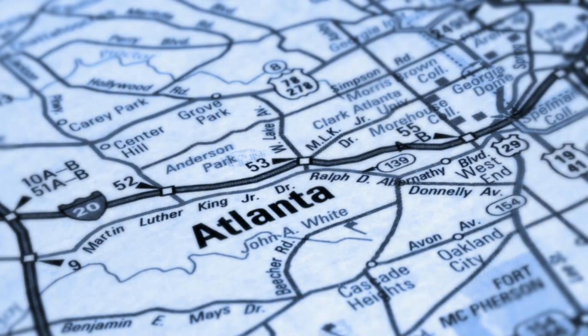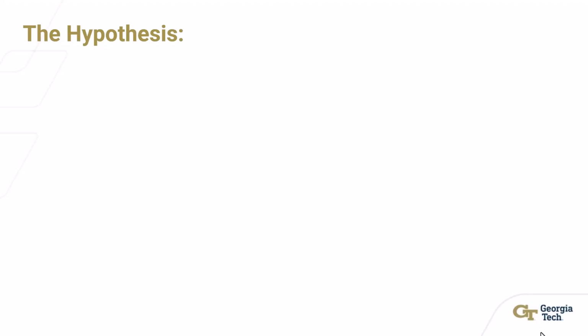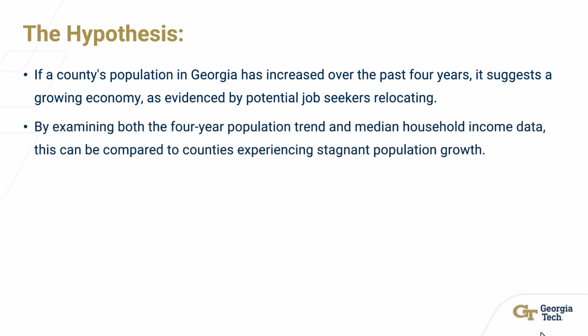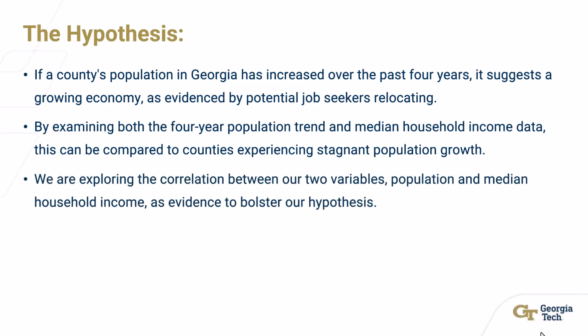Our end goal for this tutorial is to retrieve population and median income data for Georgia counties from the Simply Analytics database to test the hypothesis, or an assumption, that counties with population growth over the past 4 years will also exhibit a higher median income than counties with no or a declining population. We are exploring the correlation between two variables, population and median household income, as evidence to potentially bolster our hypothesis, keeping in mind that correlation does not necessarily equal causation.